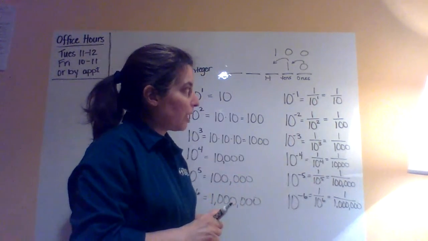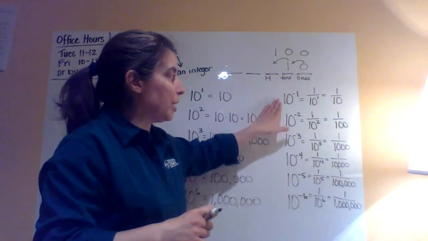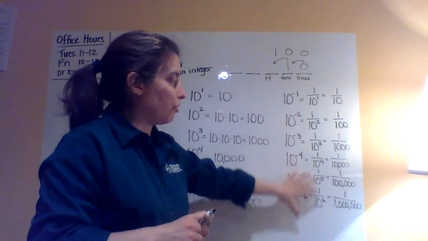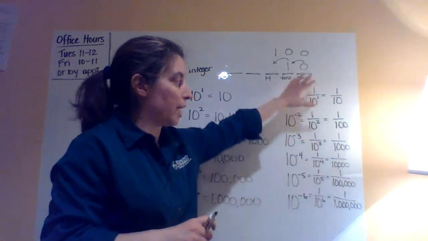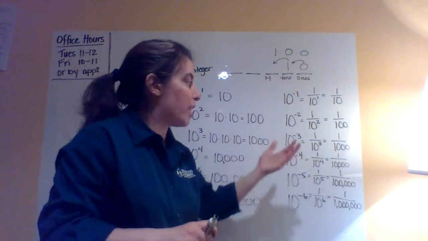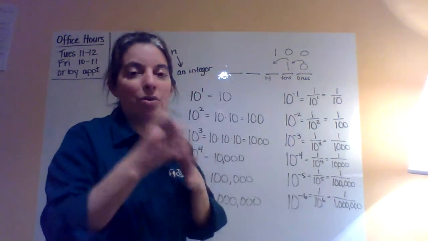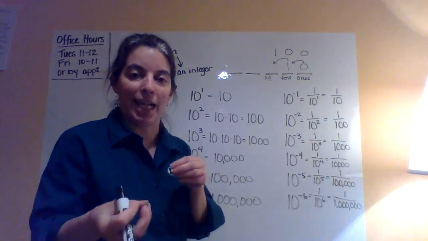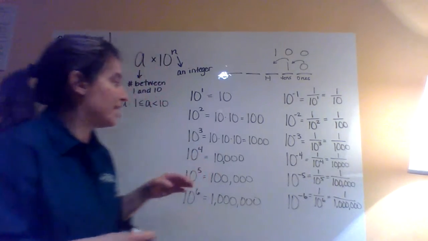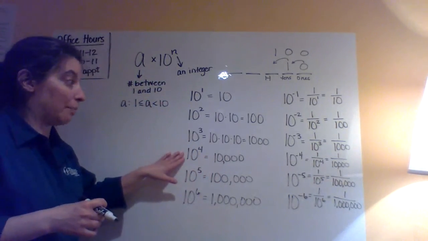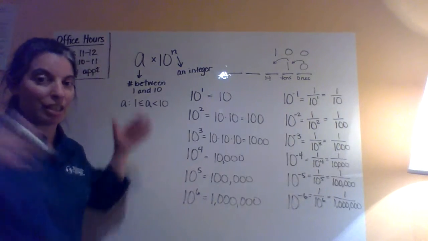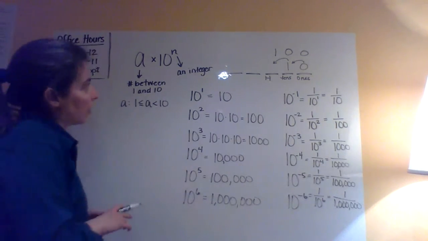So if I take a number and I multiply it by one of these values, it's going to make it smaller. If I have $5 and I give you 1/10,000th of what I have, it's going to be a tiny, tiny little amount of money. If I take my $5 and multiply it by 10,000, that's going to be a really big amount of money.